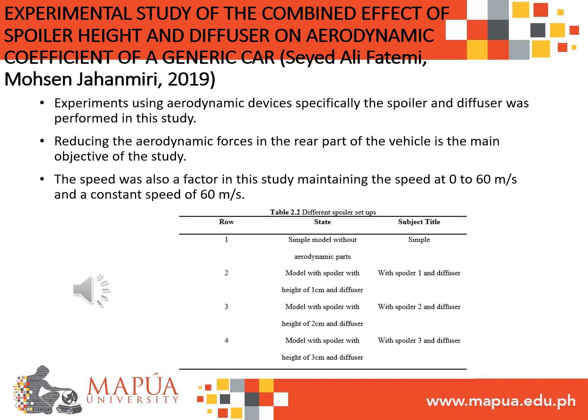Experimental study of the combined effect of spoiler height and diffuser on aerodynamic coefficient of a generic car. Experiments using aerodynamic devices, specifically the spoiler and diffuser, were performed in this study. Reducing the aerodynamic forces in the rear part of the vehicle is the main objective of this study. The speed was also a factor, ranging from 0 to 60 meters per second, with a constant speed of 60 meters per second. The given table shows the different spoiler setups for this study.